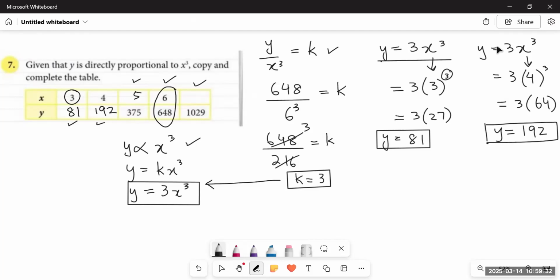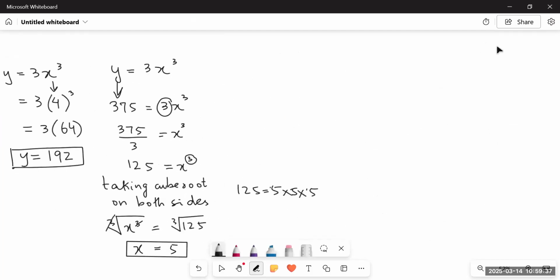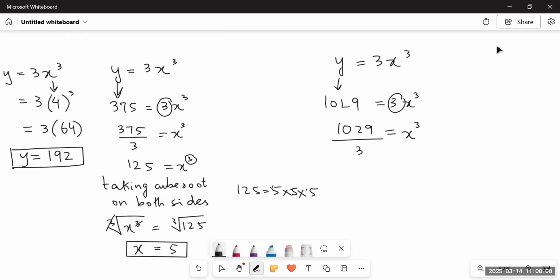Now in the next one, we are provided with the value of y as 1029. So y is equal to 1029 is equal to 3x cube. Then what are we going to do? We will remove this 3. It becomes 1029 upon 3 is equal to x cube. We have to separate x because we have to find out the value of x. So 1029 divided by 3 equals 343, is equal to x cube.